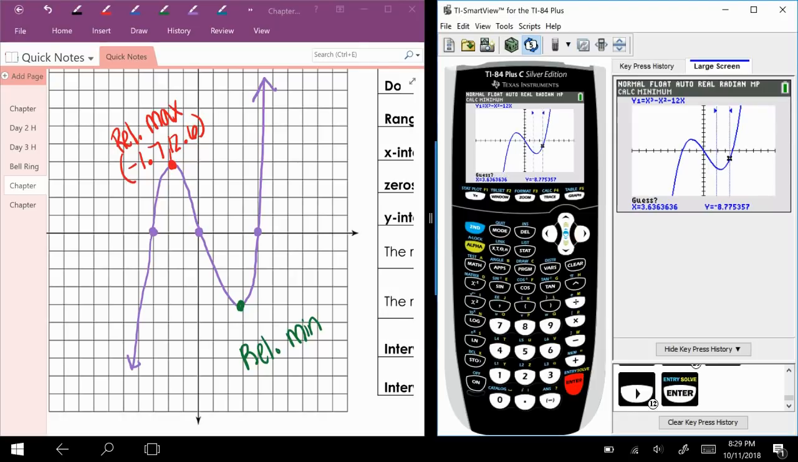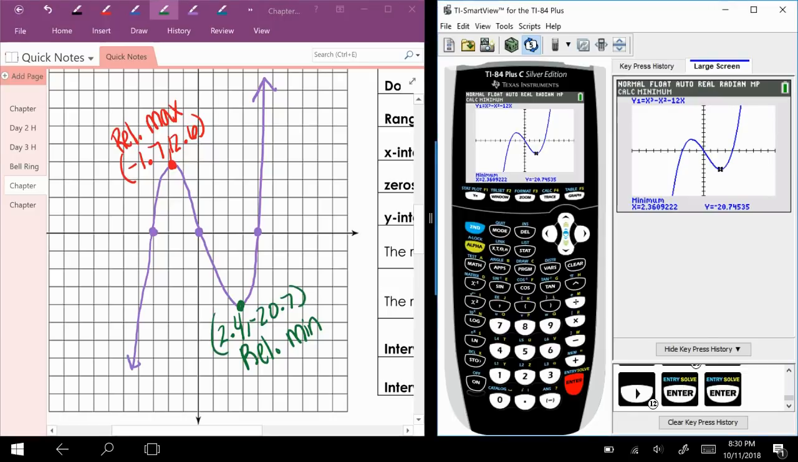Enter. You still want me to guess? I want you to still guess. And it tells you that your relative min is going to be at 2.36. So I'm just going to say 2.4, just round it up. You don't have to round, it's not a big deal. And then it says negative 20.74, so negative 20.7. Okay, so that's my relative min point. My relative min, I'm going to rewrite that, it looked bad, is going to be at 2.4, comma, negative 20.7.